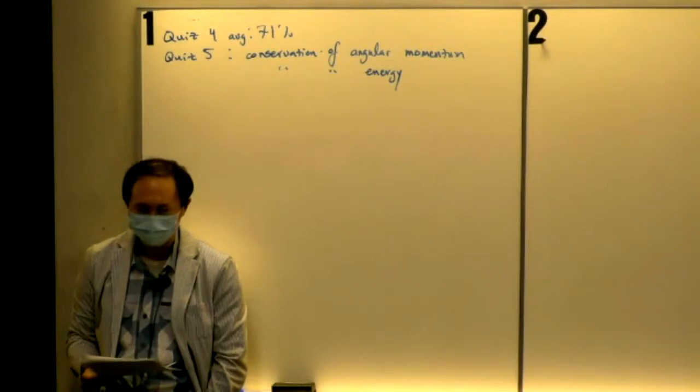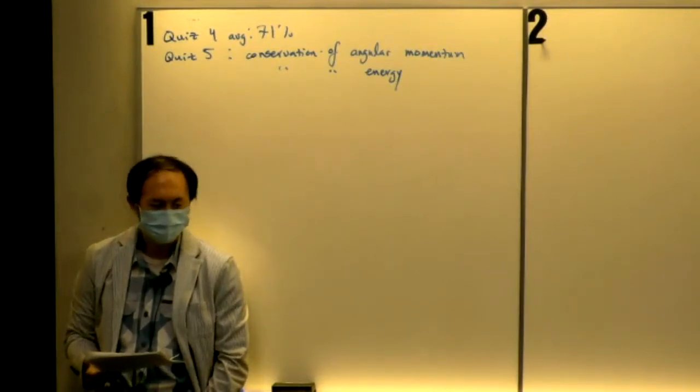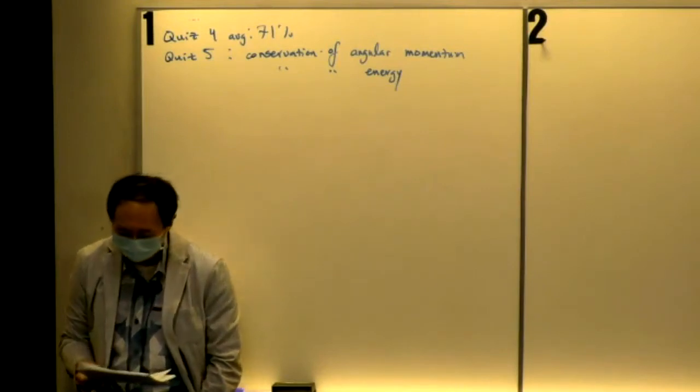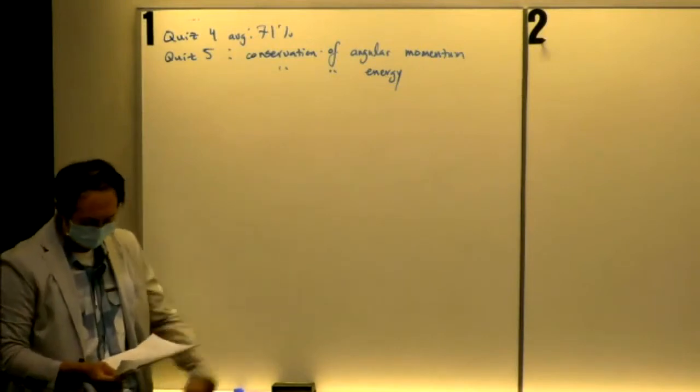Conservation of angular momentum is, again, like quiz four, you're trying to figure out angular momentum, which is a vector quantity. But conservation of energy is a scalar. So you just have to track how much energy is changing in the system.